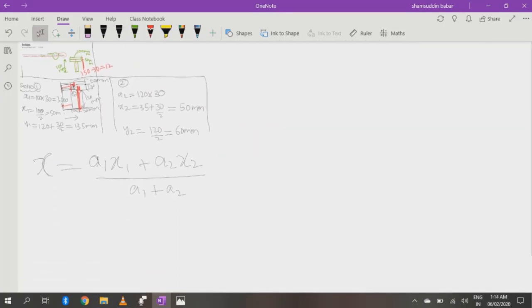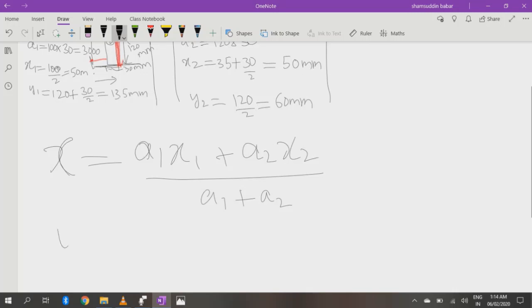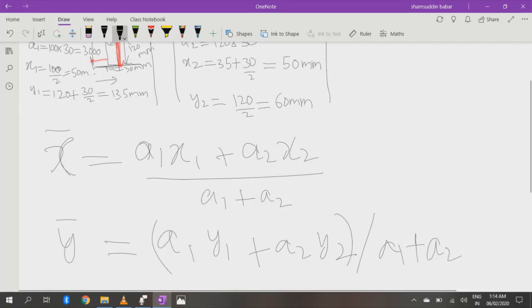Likewise, in the y direction, y bar is equal to a1 y1 plus a2 y2, whole divided by the same a1 plus a2.